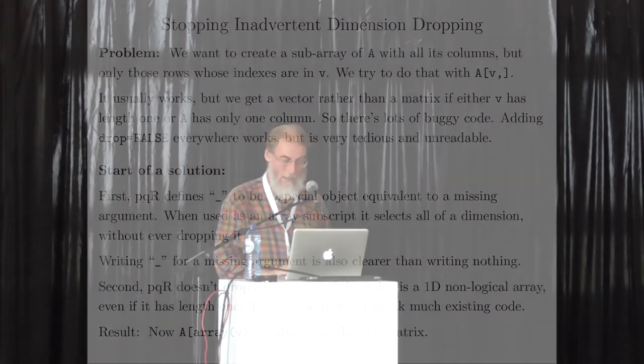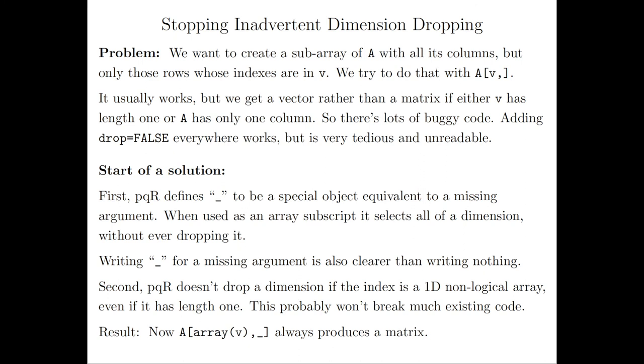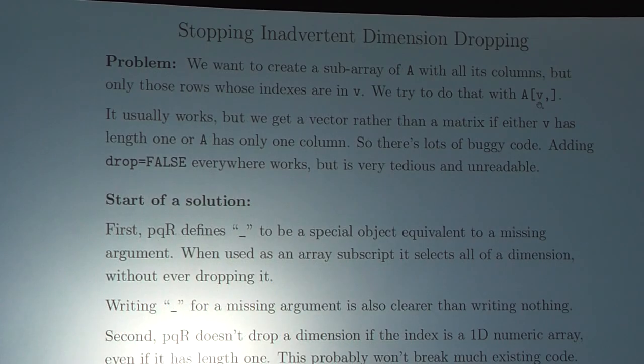Okay, so the dot dot operator so far just addresses the issue of getting zero length sequences rather than something that's reversed. Another problem is the inadvertent dimension dropping, where, for instance, you want to create a subarray of A with all its columns, but only the rows whose indexes are in the vector V. So we write A sub V comma to get all the columns and only the rows with indexes in V. This usually works, perhaps often enough that you don't detect the problem in your testing, but then we actually get a vector rather than a matrix if either V has length 1 or A has only one column.